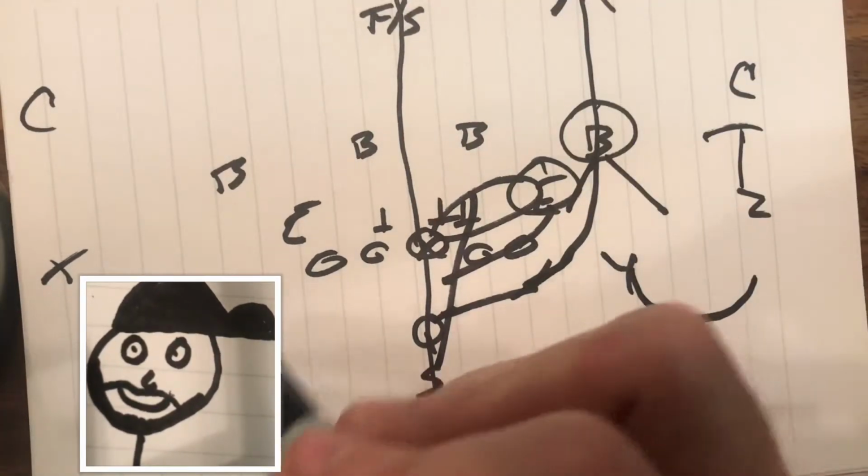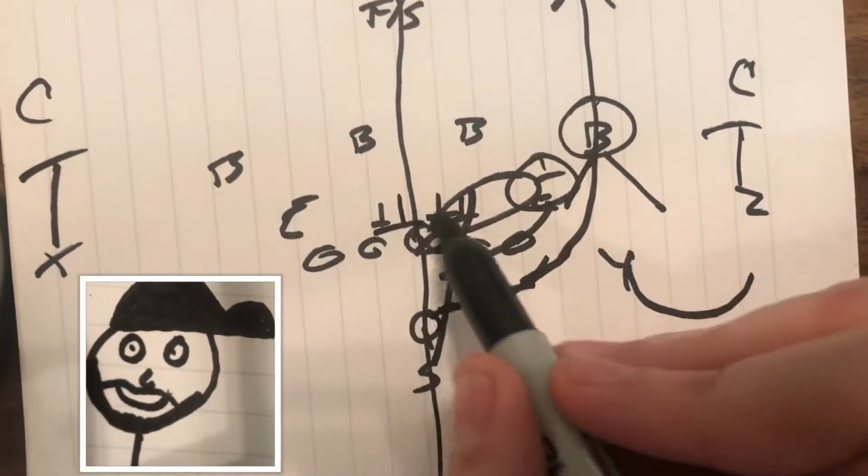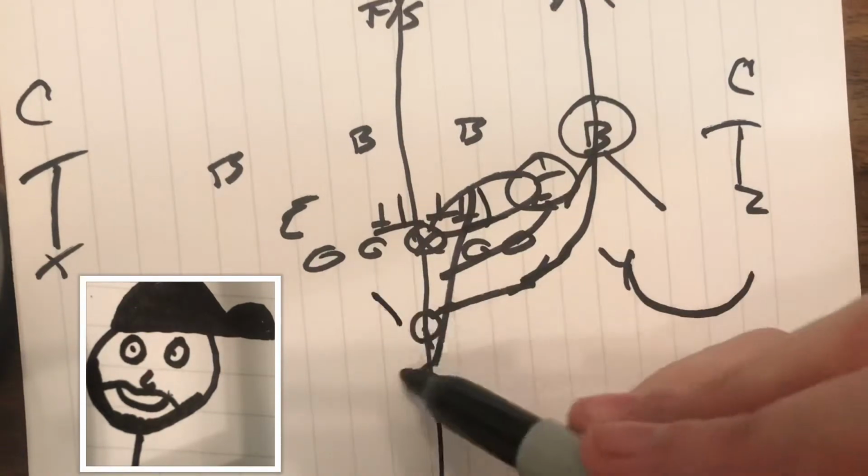What we do is we mirror this on each side because he could check opposite. And if this 3-tech is in and he's right here, then you can do the same exact thing to the other side. Now another thing I'm going to go over.